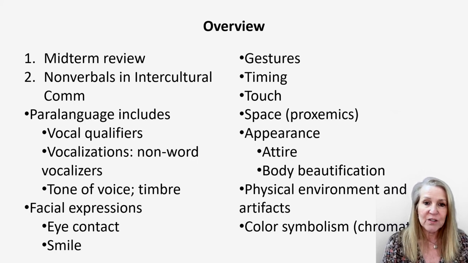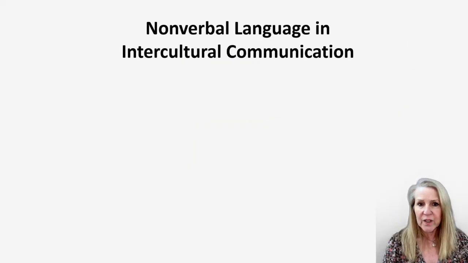timing. I mentioned this earlier: touch or haptics, space, appearance, attire, body beautification, which we touched on when we talked earlier about women and like the neck rings and things like that. So we'll move on to those aspects of physical environment and artifacts, and also close with color symbolism. And we did touch on all of those in our first week. But on to nonverbal language and intercultural communication.